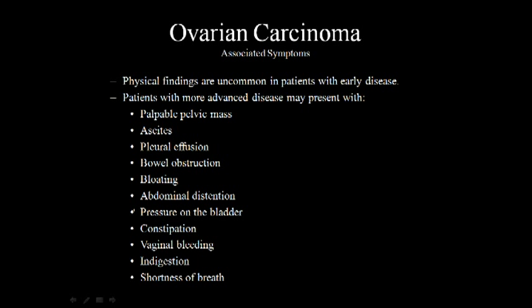So, symptoms of ovarian carcinoma. Physical findings are uncommon in patients with early disease. Patients with more advanced disease may present with a palpable pelvic mass, ascites, pleural effusions, bowel obstructions, bloating, abdominal distension, pressure on the bladder, constipation, vaginal bleeding, indigestion, and shortness of breath. Usually you're going to have a palpable pelvic mass, bloating, abdominal distension, and even pressure on the bladder as being classic symptoms of ovarian carcinomas.